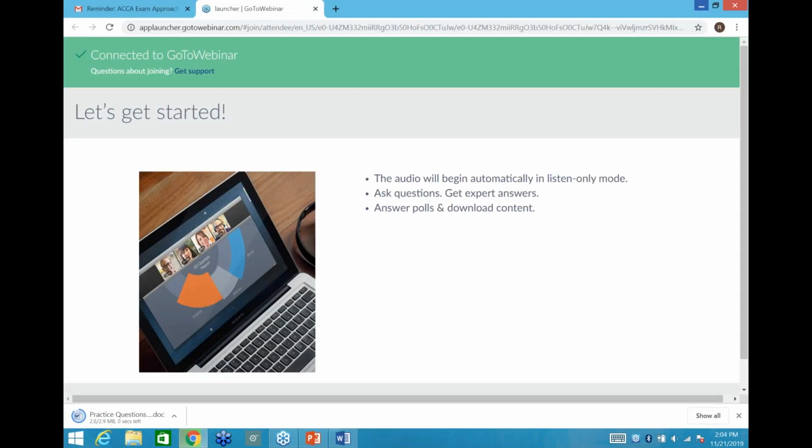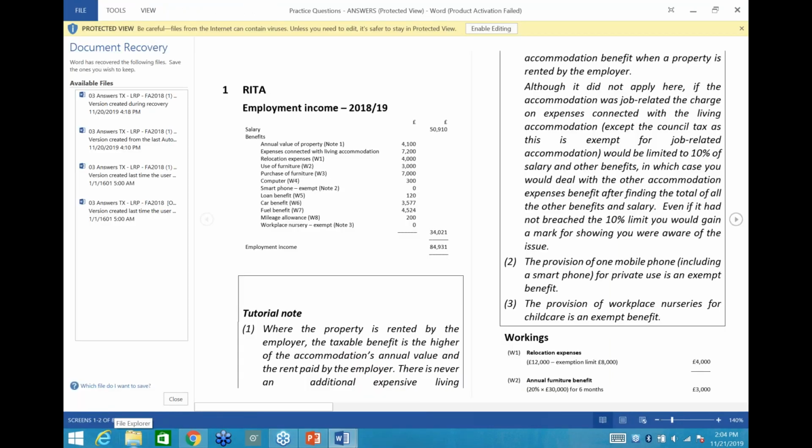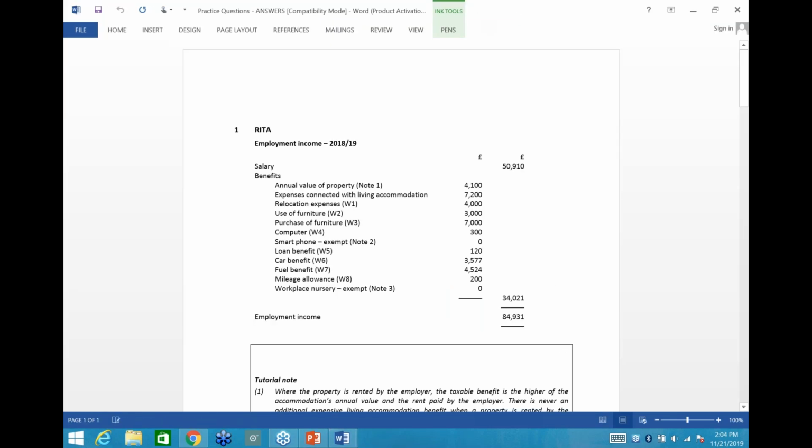Now, you can read this question, and at the same time, I will explain the answer to this question. Let me get the answers. So we will look at how to calculate the employment benefit under question number 1. So kindly read the question. While reading the question, I will explain the answer that you have been given.